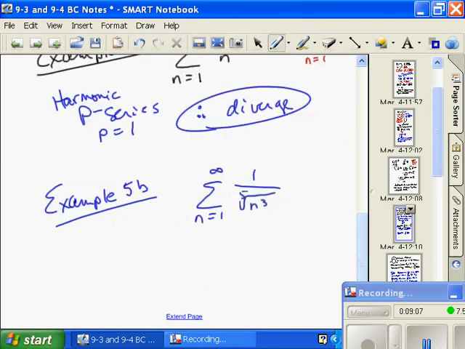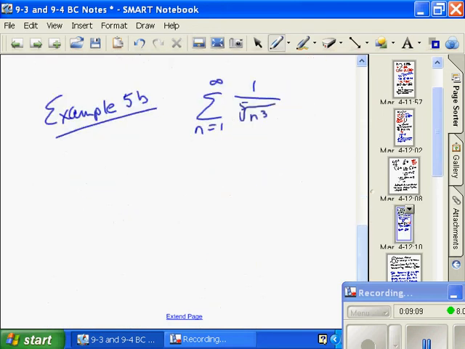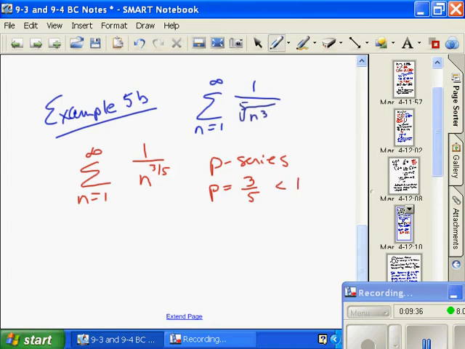Real quickly, looking at 5b, I have the summation where n goes from 1 to infinity. Instead of 1 over the 5th root of n cubed, I'm going to write it 1 over n to the 3/5. I know you're hearing those bells. Sorry, you can't get up and leave. But anyway, this is a p-series. P in this case is equal to 3/5. 3/5 is less than 1, therefore this one is going to also diverge.